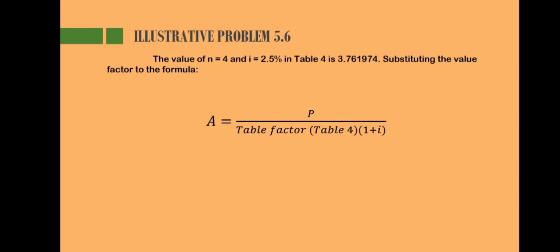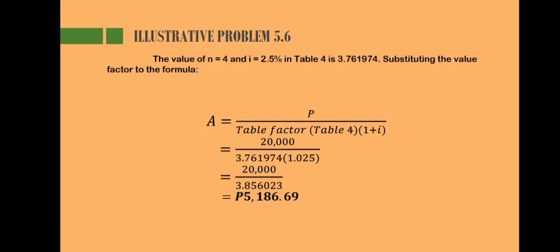Substituting the value factor into the formula, A is equal to P over table factor of table 4 times 1 plus I. So, our P is 20,000, the table factor of table 4 is 3.761974, and 1 plus 0.025 is 1.025. If we simplify this equation, we have a final answer of 5,186 pesos and 69 cents.